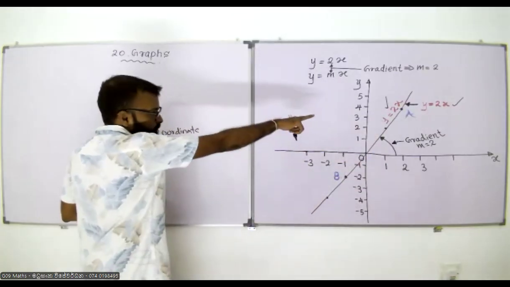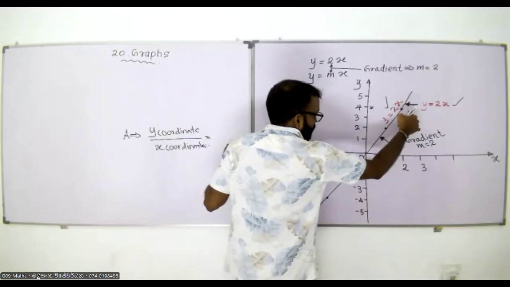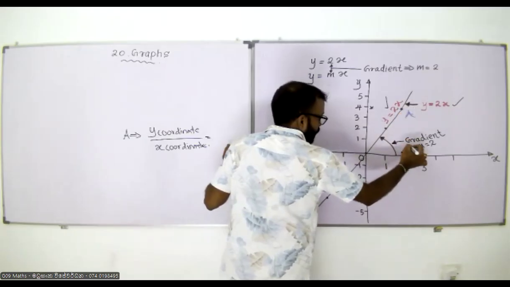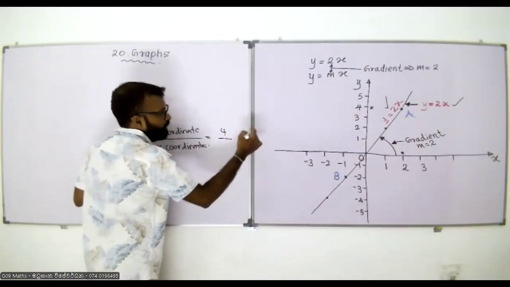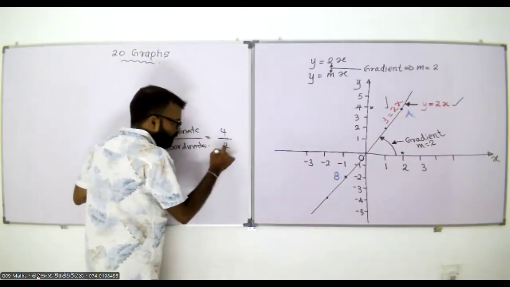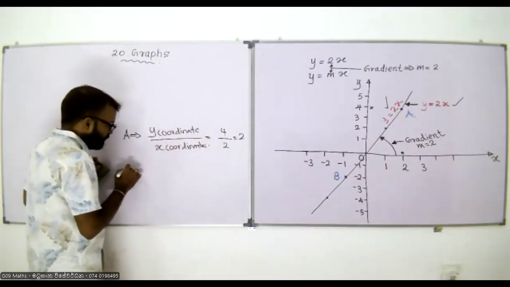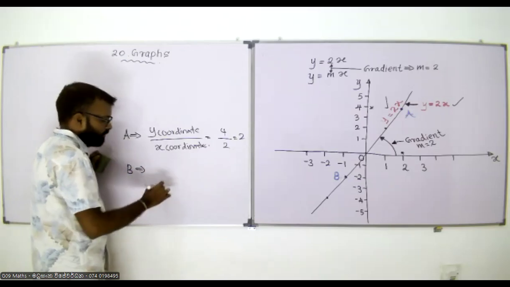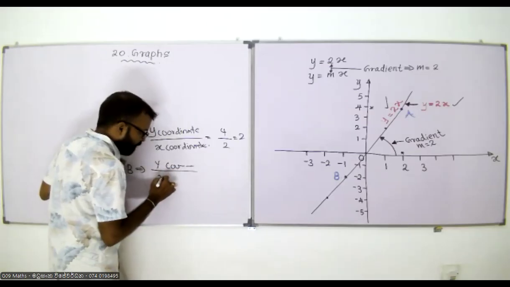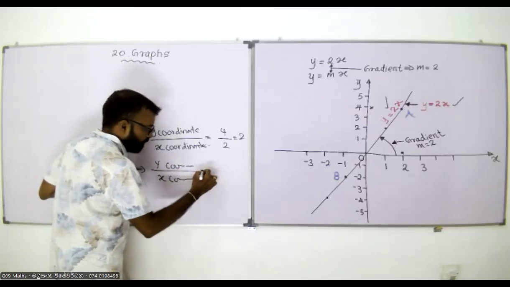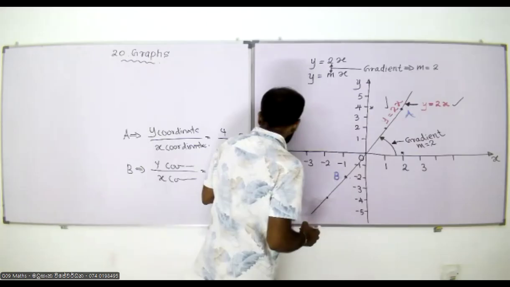If you consider point A, the y coordinate is 4 and the x coordinate is 2. Y coordinate divided by x coordinate: 4 divided by 2 is 2. And I'm going to consider point B. So again, y coordinate divided by x coordinate. Point B, the y coordinate is -2.